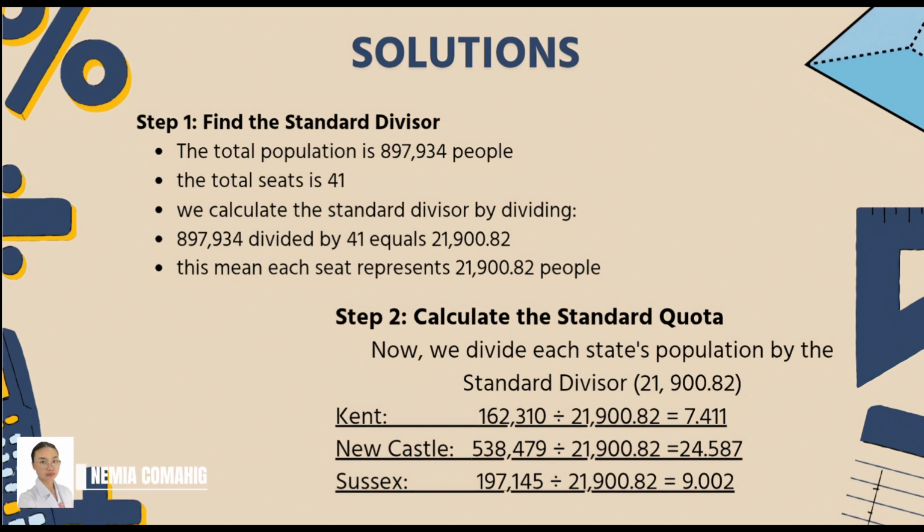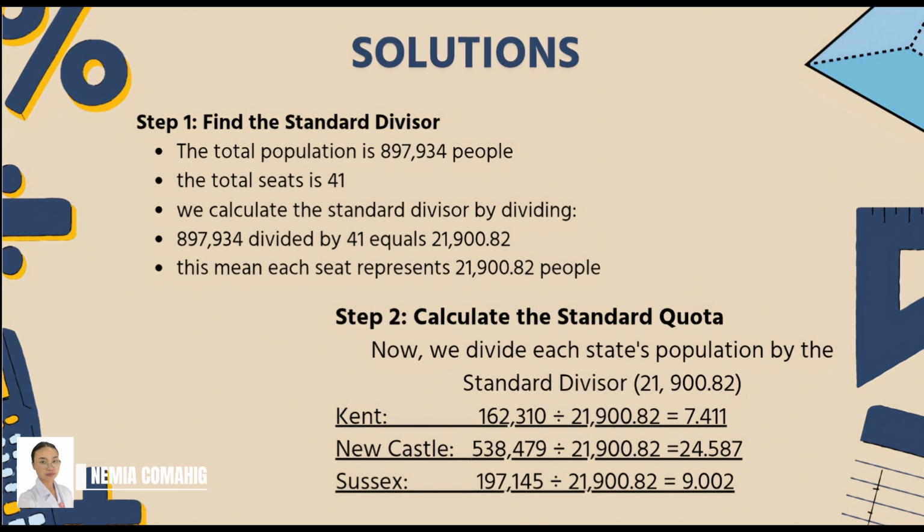Step 1. Find the standard divisor. The total population is 897,934 people, and the total number of seats is 41. We calculate the standard divisor by dividing 897,934 by 41, which equals 21,900.82. This means each seat represents 21,900.82 people.